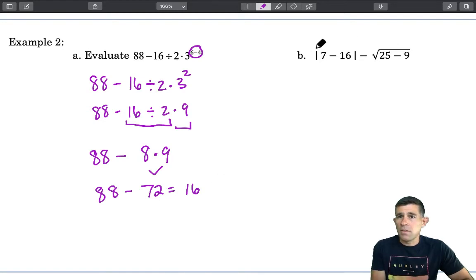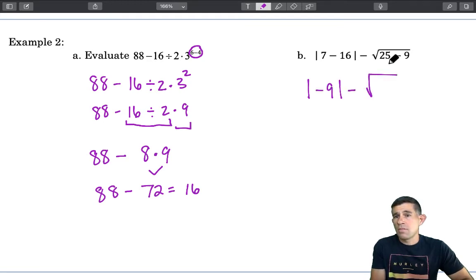Next up, we have an absolute value symbol, which, remember, is a grouping symbol, and then a square root, which again is a grouping symbol. So we're going to first evaluate what's inside here. This is the absolute value of 7 minus 16, which is negative 9. Subtract that from the square root of 25 minus 9, which is 16. So the absolute value always returns positive values. So this is 9 minus 4, which results in 5.